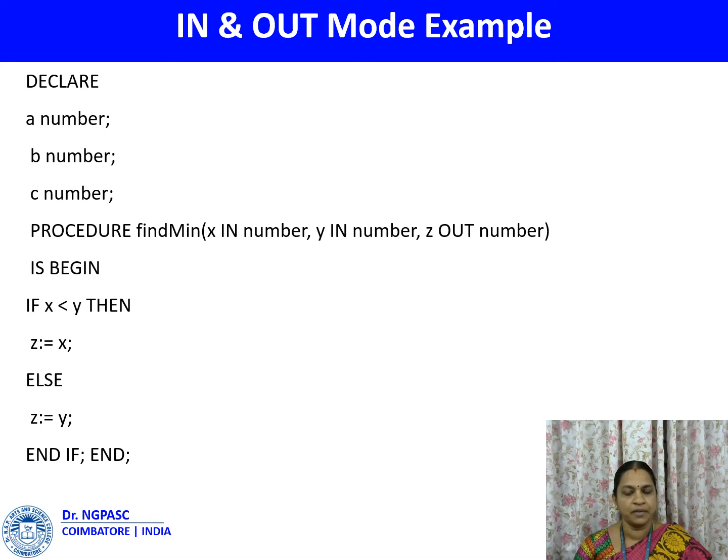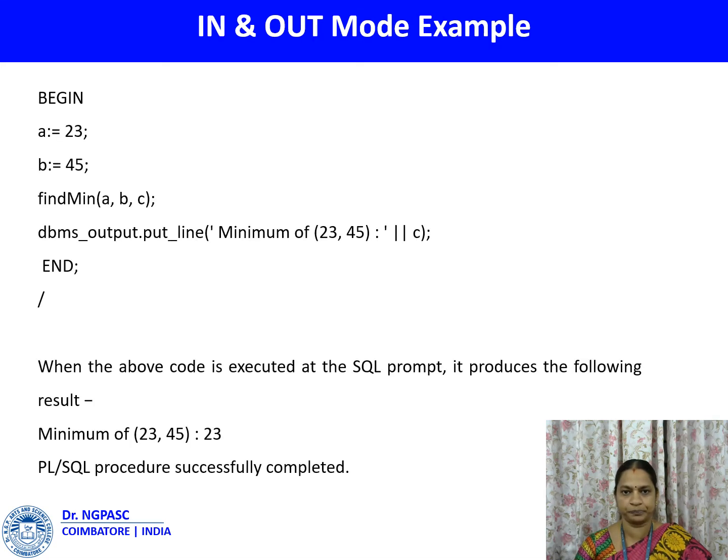Then BEGIN, and we have to find the minimum number. If X is less than Y, that is, the first number is less than the second number, then Z := X. We know that in PL/SQL the assignment operator is colon equal to. That means the X value will be assigned to the variable Z. Else Z := Y. Then the IF block should be closed with END IF, and the BEGIN block should be closed by using END. Then we have just created the procedure.